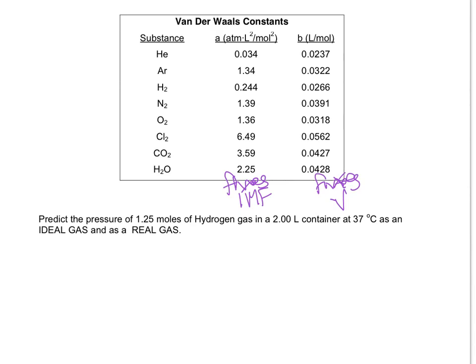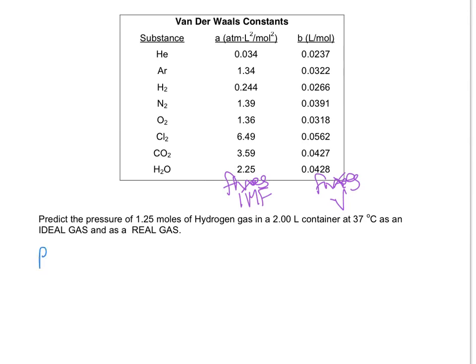It says predict the pressure of 1.25 moles of hydrogen gas in a 2-liter container at 37 Celsius. And we want to do that both as an ideal gas and as a real gas, meaning that as an ideal gas, we can just use PV equals nRT. As a real gas, we'd have to use the long van der Waals equation. The reason why I want you to do that is to calculate it using both and then compare your values there. So let's start with the ideal.